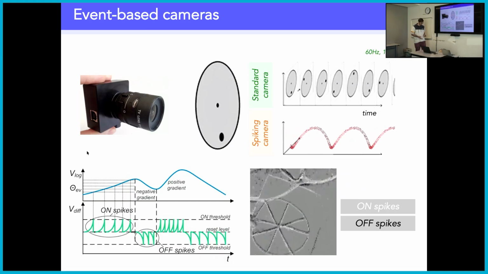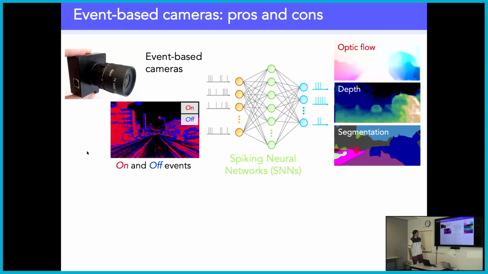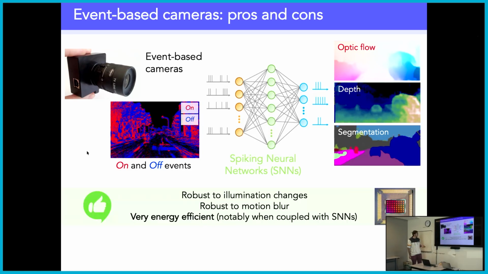They can also detect scenes under low illumination more efficiently. So in my research, most of the time I combine these cameras with either a deep neural network or a spiking neural network for optic flow, depth, or segmentation of the scene. Most of the time I do that with spiking neural networks, but today I'll also show you some works where I only use deep neural networks. As I told you, the advantages of such an approach are that they are robust to illumination changes, robust to motion blur, and very energy efficient, notably when coupled with SNN.